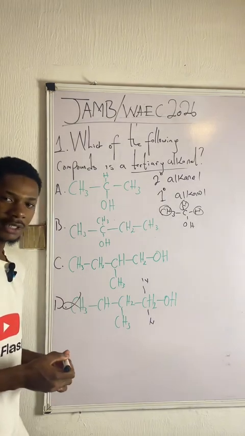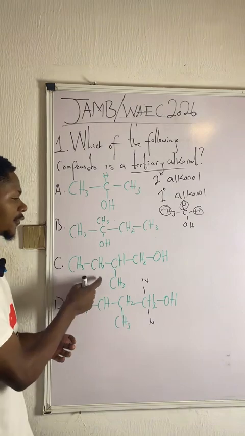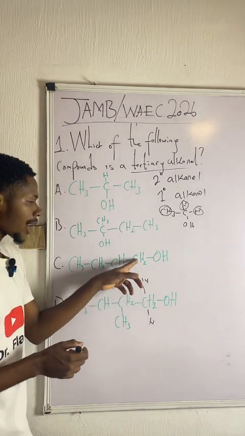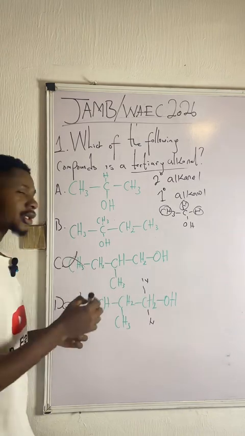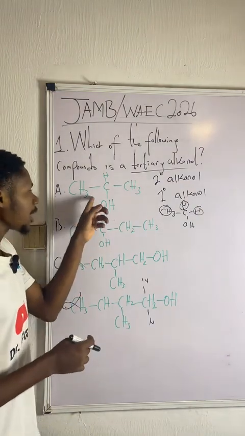It is out of the list. That's how you can eliminate the wrong answers. Okay, let's check for another option. If you check for this one, it is also a primary alkanol, because the carbon carrying the OH has just one carbon attached to it. So this one is also out of the list. We are now left with option A and option B.